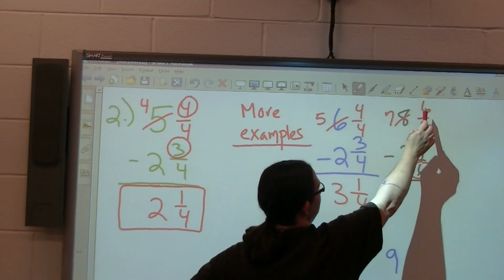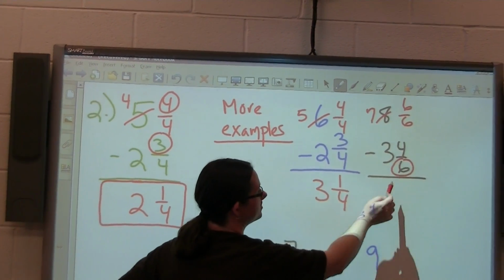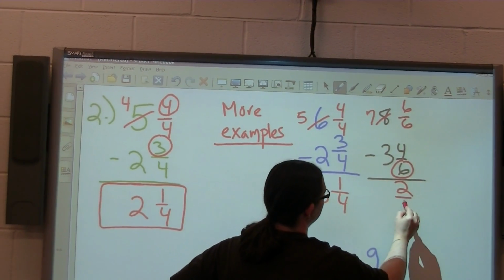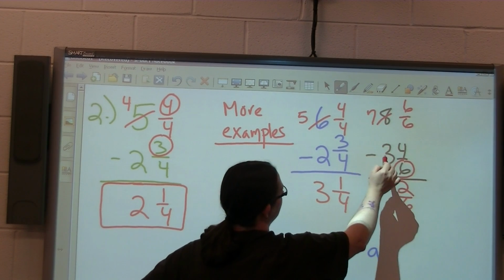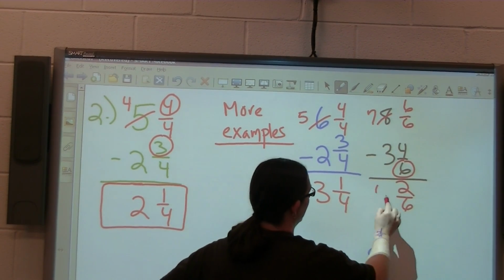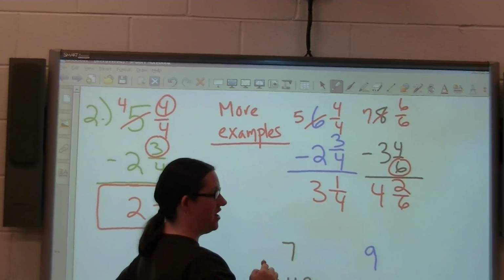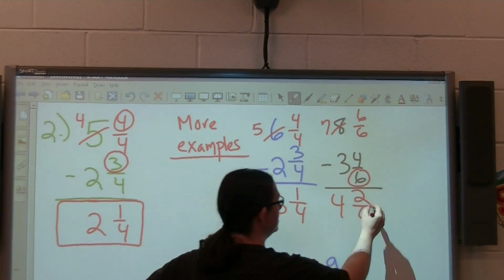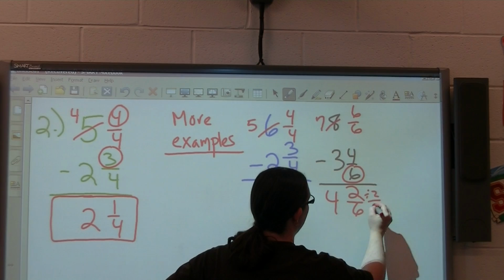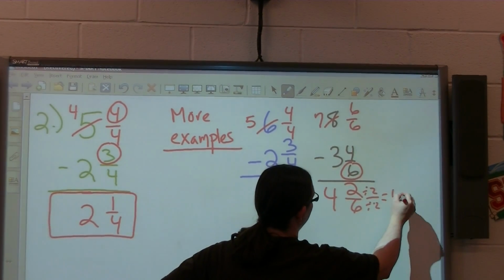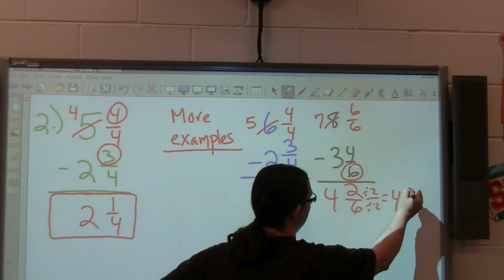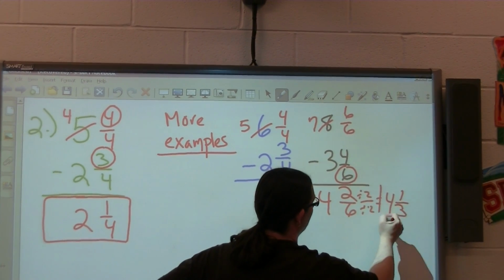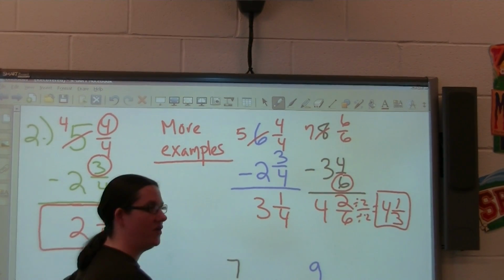Okay, so now I have 7 6/6, take away 3 4/6. What is 6 take away 4? 2. Good. This stays 6. What is 7 take away 3? 4. Good. Now, do I have to simplify? Can I divide 2 and 6 by the same number? Yes, so I do now need to simplify. We can divide both top and bottom by 2. So what's 2 divided by 2? 1. Good job. And 6 divided by 2 is 3. So this one becomes 4 1/3.